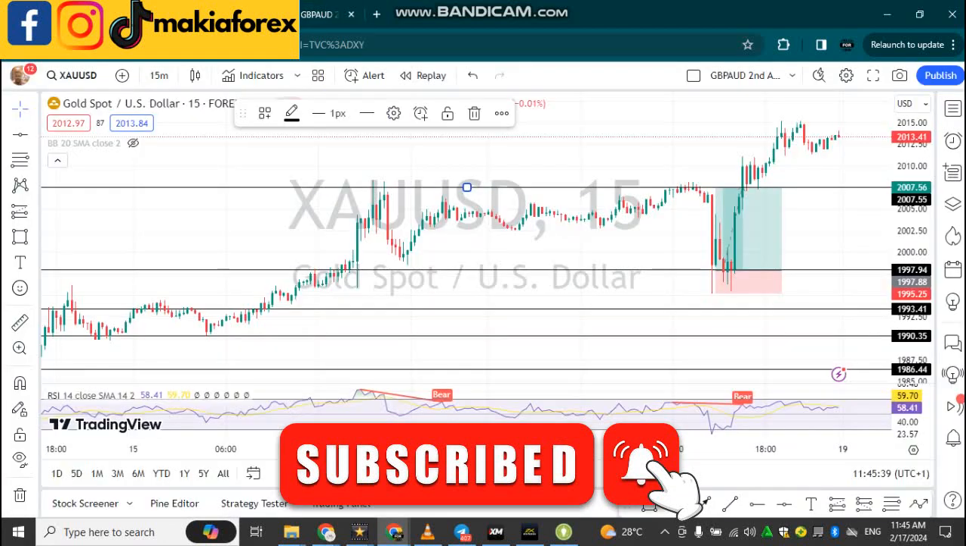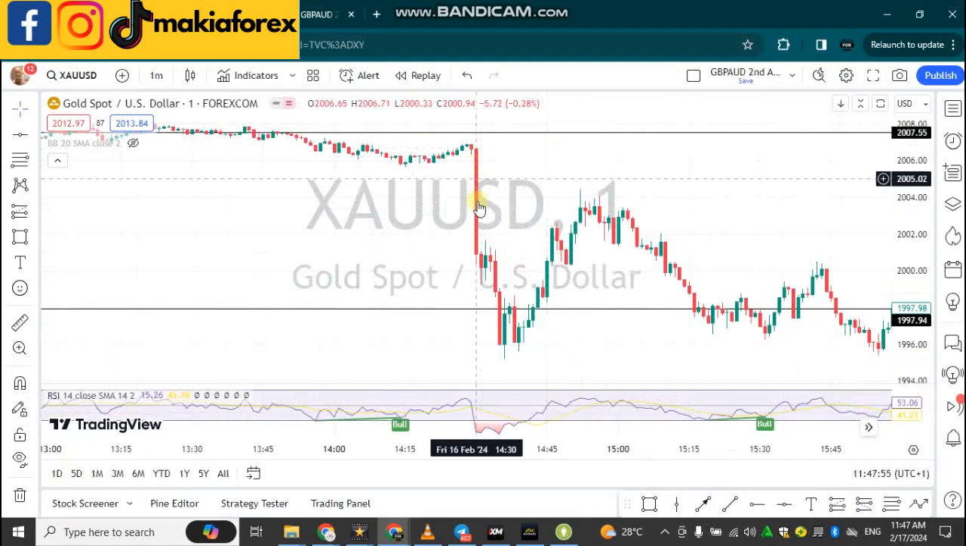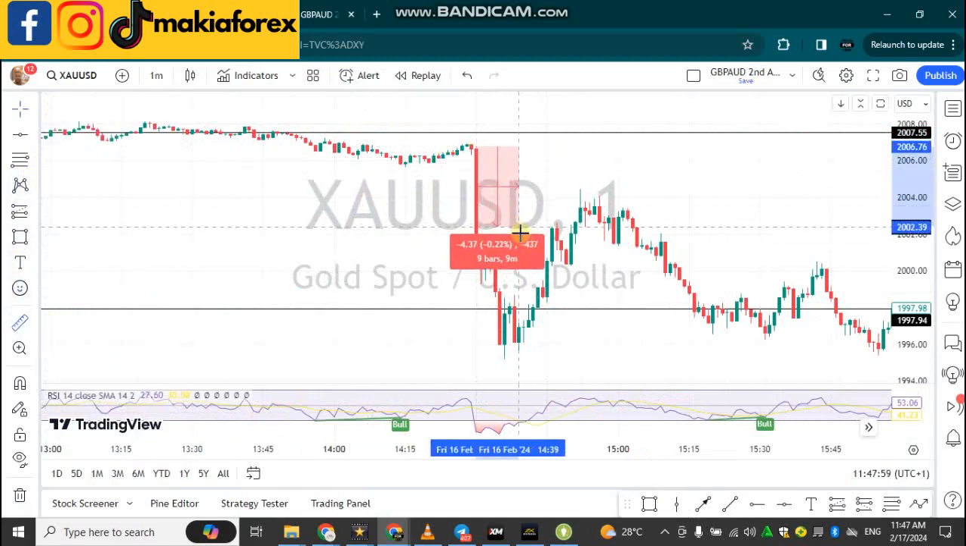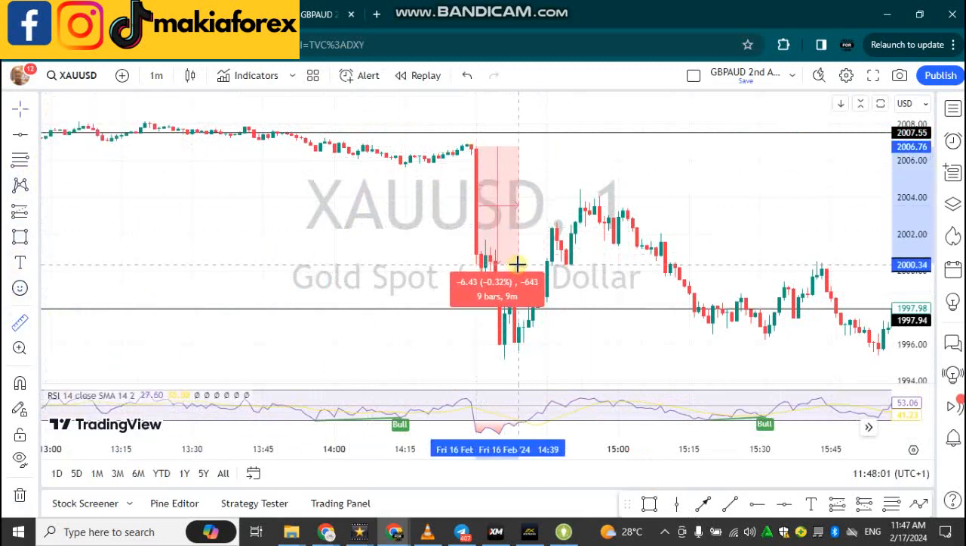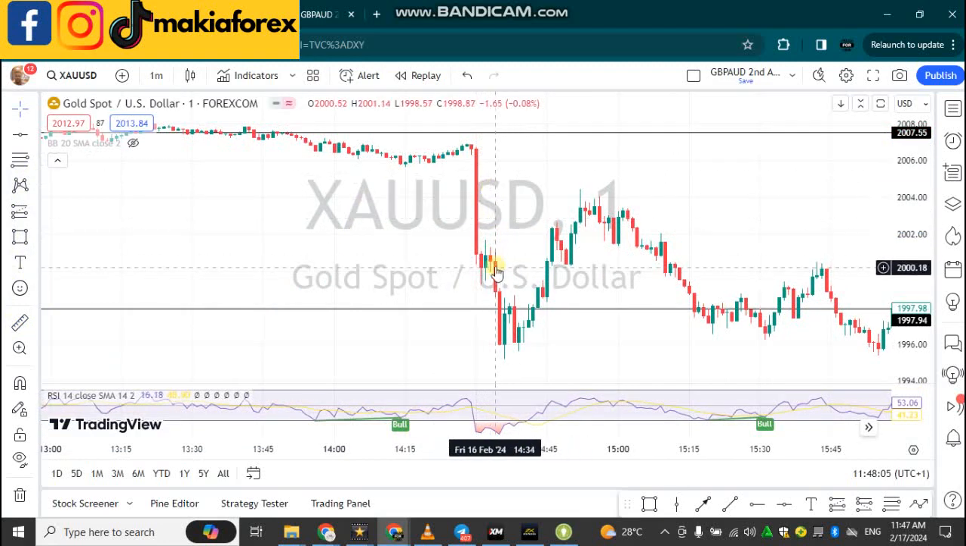Now let's look at what happened for gold. So the first candle was bearish. You can see it moved about 60 pips, let's say 64 pips, before it became bearish again. So I can say the next 1 2 3 4 5, it was bearish for 10 minutes before it had a pullback.